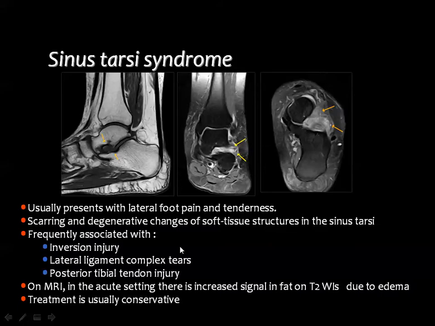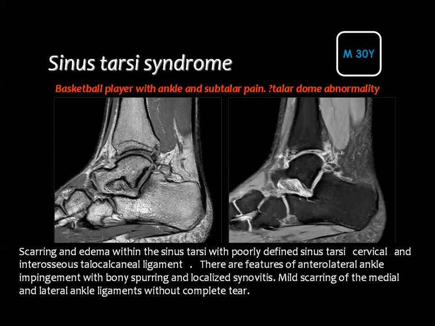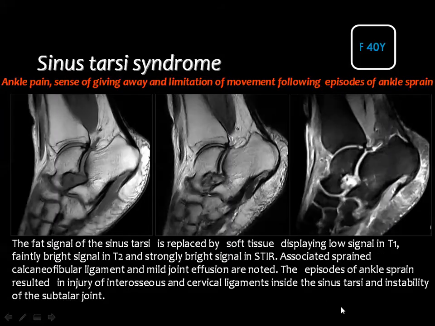The sinus tarsi syndrome usually presents with lateral foot pain and tenderness. Scarring and the degenerative changes of the soft tissue structures in the sinus tarsi will lead to replacement of the fat signal by fluid. Then, this is an example of sinus tarsi syndrome. You do not see the ligaments, you see intermediate signal and the bright signal in the STIR image denoting the presence of fluid. And this is also a sinus tarsi syndrome in a female 40 years old with ankle pain, sense of giving way and limitation of movement following episodes of ankle sprain.